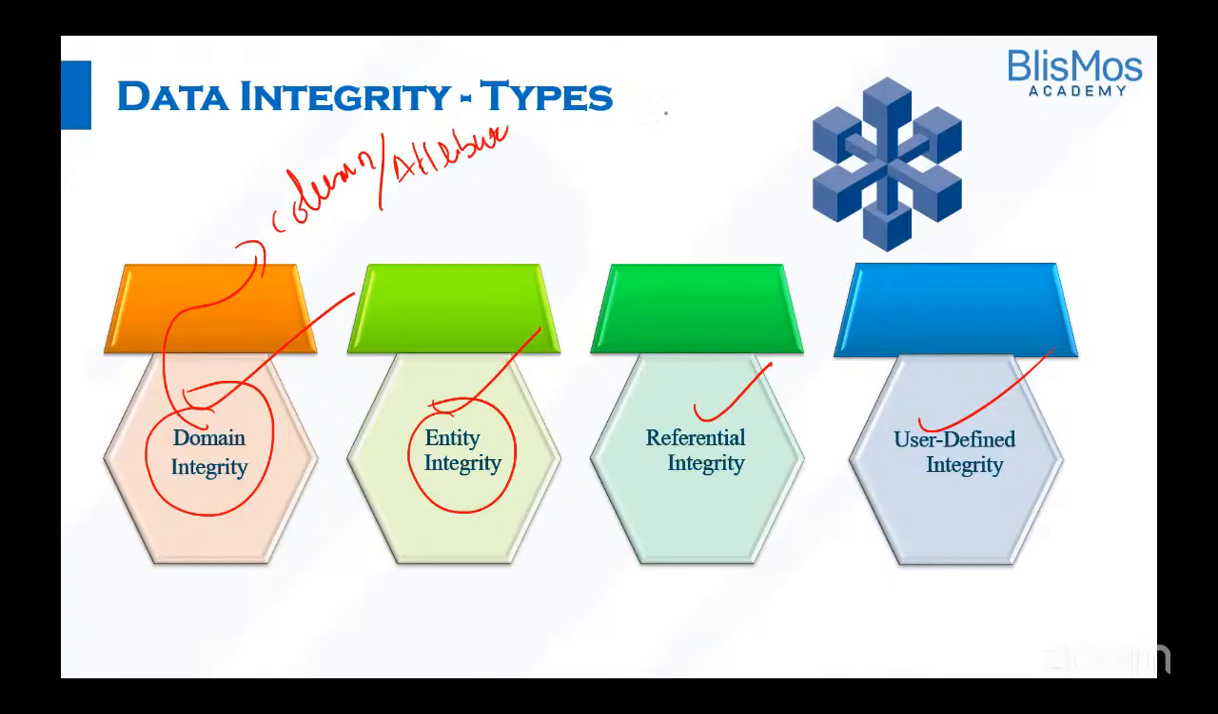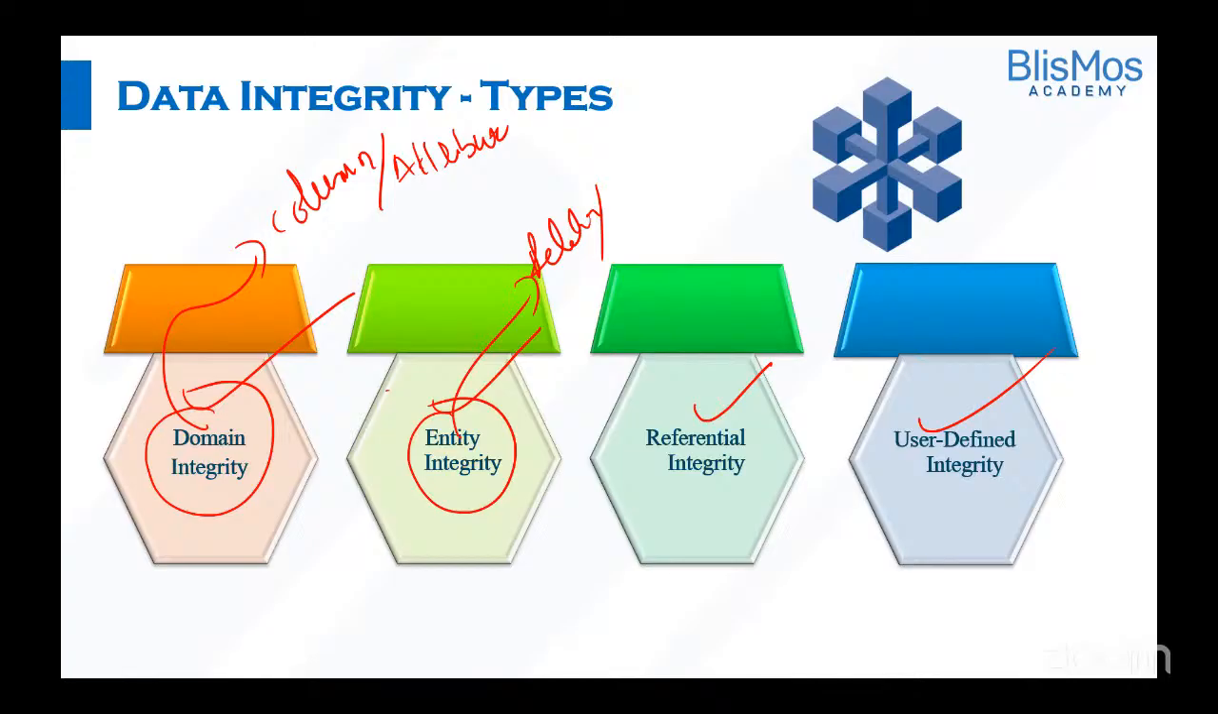Okay, so any constraints pertinent to the column we'll have as a part of the domain integrity. We have different types of domain constraints, like check, default. And entity means what? Relation, or a table. Referential, we'll see what is referential. User defined means the integrity constraint which is defined by the user for some specific purpose.